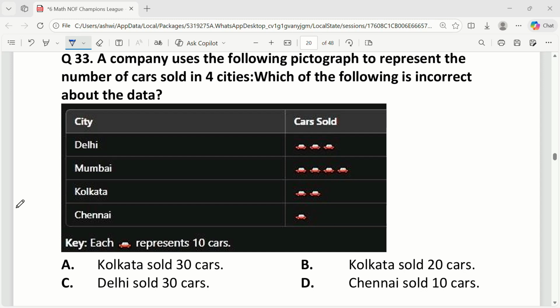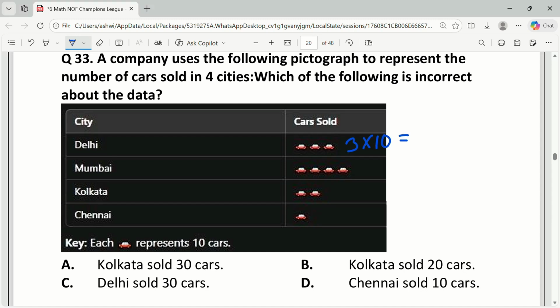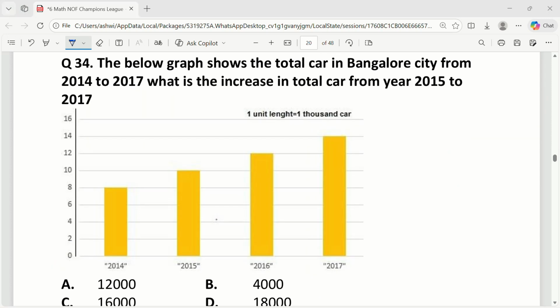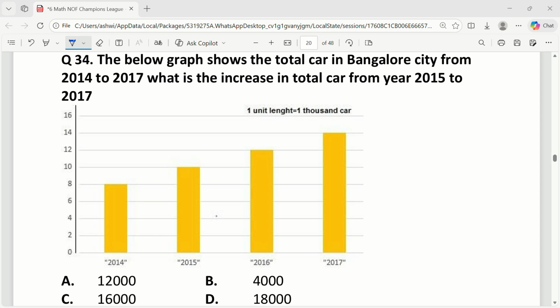Question 33. A company uses the following pictograph to represent the number of cars sold in 4 cities. Which of the following is incorrect about data? The key indicates that each car icon represents 10 cars. So, Delhi has 3 icons, that is 3 into 10, which is equal to 30. Mumbai has 4 icons, that is 4 into 10, that is 40. Kolkata has 2, that is 2 into 10, that is 20. Chennai has 1, that is 1 into 10, that is 10. So the option is A, Kolkata sold 30 cars.